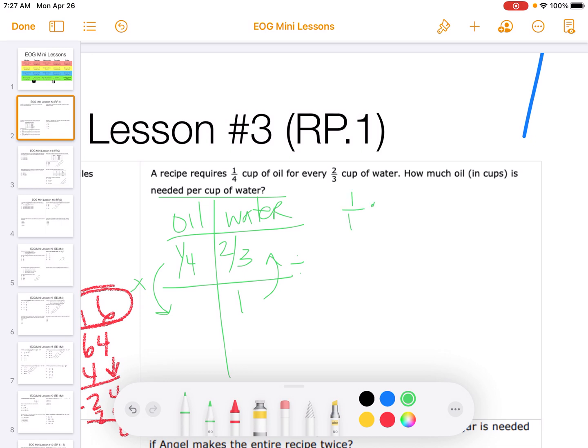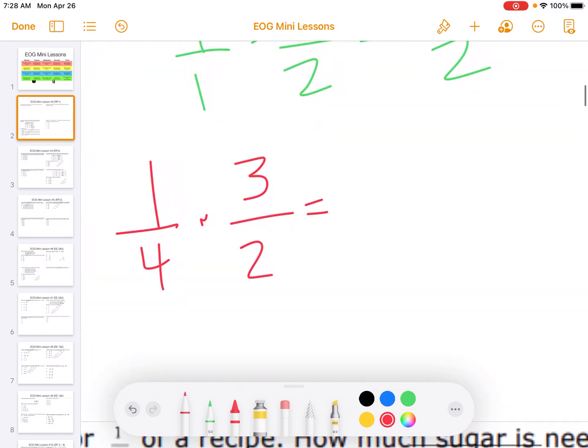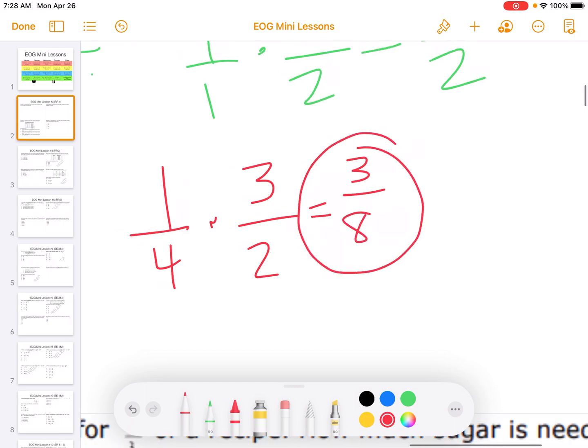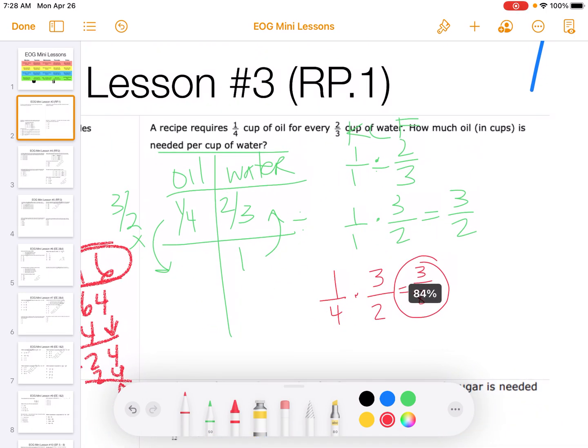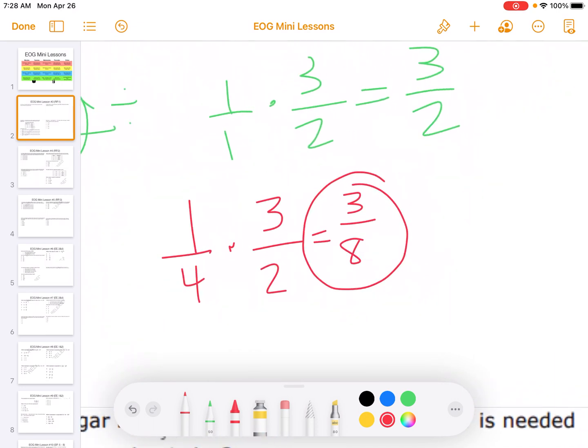So 1/1 divided by 2/3. Keep, change, flip. 1/1 times 3/2, and I get 3/2. So I'm going to multiply by 3/2. So 1/4 times 3/2, I get 3/8. So it says how much oil is required per cup of water? 3/8 cup of oil per cup of water.